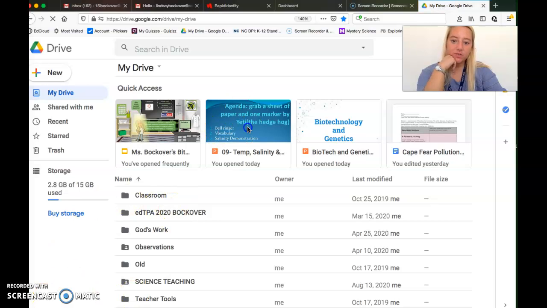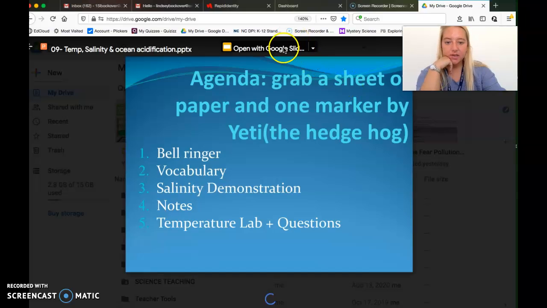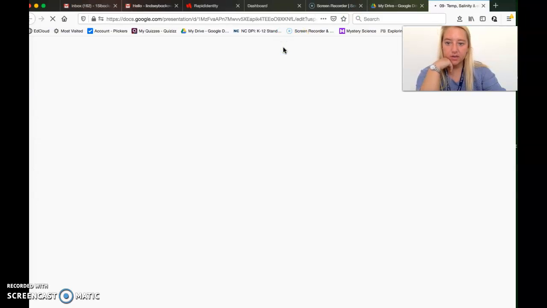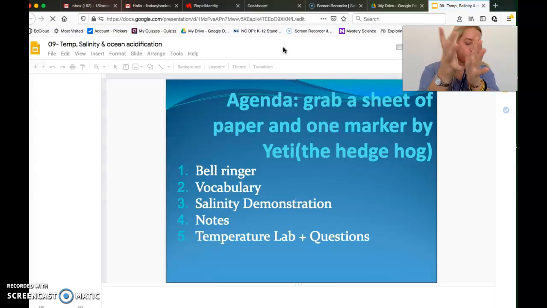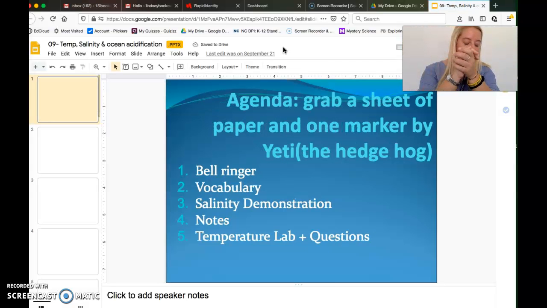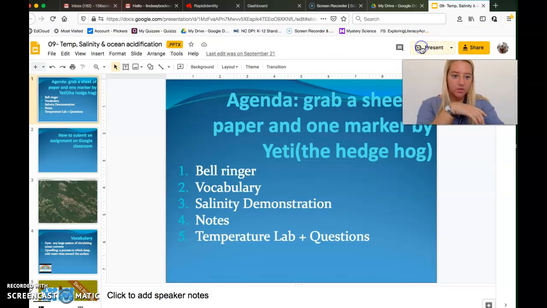Hello guys, welcome to the remainder of our lecture that goes along with density and how temperature and salinity affect density. So yesterday we learned that as the salinity of water increases, our density will also increase.